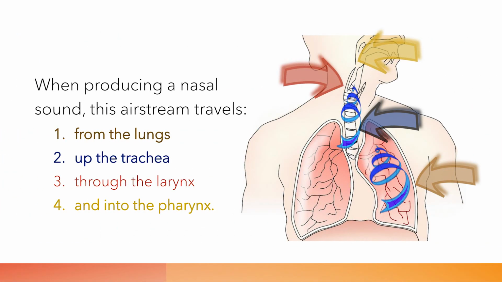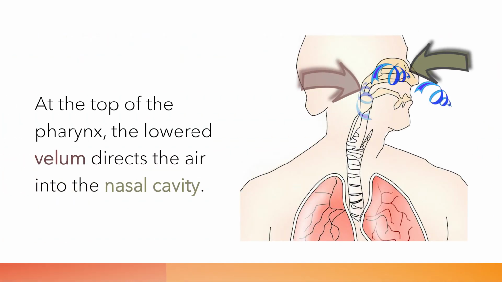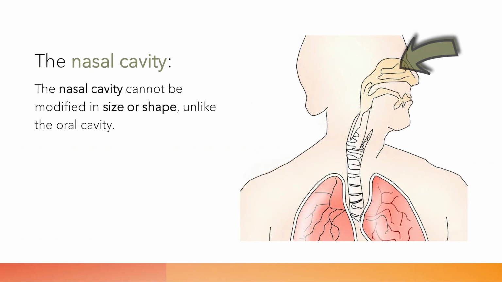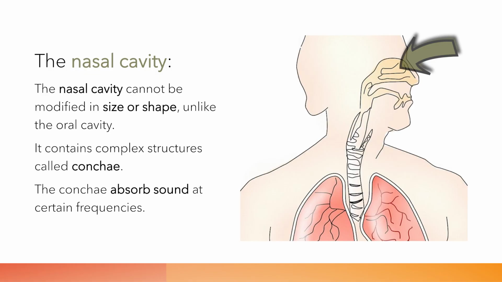When producing a nasal sound, this airstream travels from the lungs up the trachea, through the larynx, and into the pharynx. From the top of the pharynx, the lowered velum then directs the air into the nasal cavity. The nasal cavity itself cannot be modified in size or shape. Unlike the oral cavity, it is filled with complex structures called conchae that absorb sound at certain frequencies.